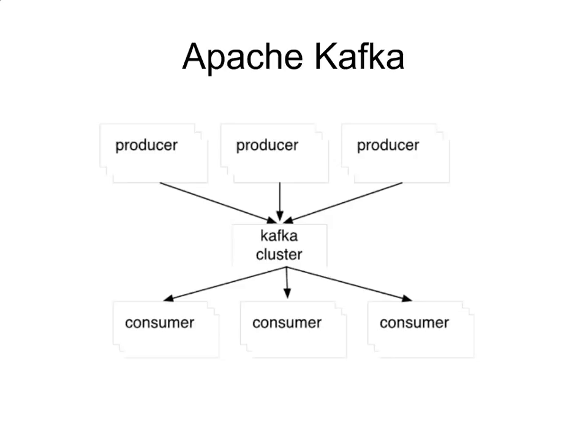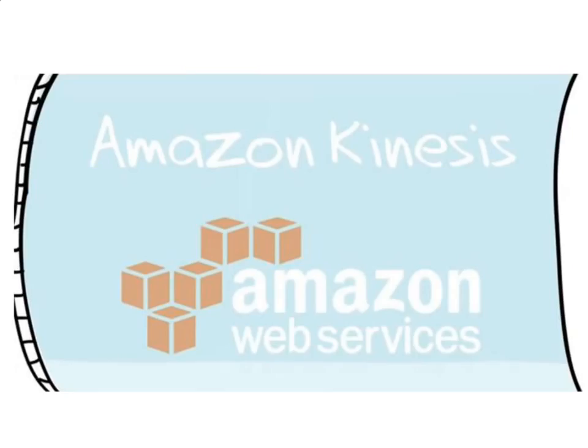The assumption is your producers are spread over many machines. Your Kafka cluster is spread over many machines. And even these individual consumers, though I've drawn them as boxes, a consumer may actually be a distributed system itself. It might be a Hadoop cluster or a search cluster. So that's the basic setup and the basic thing we've built.